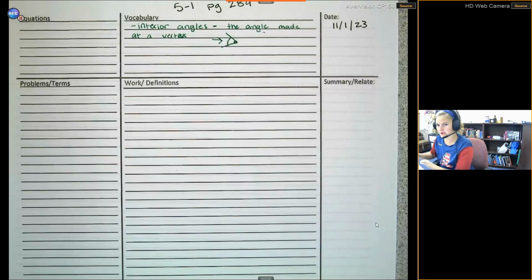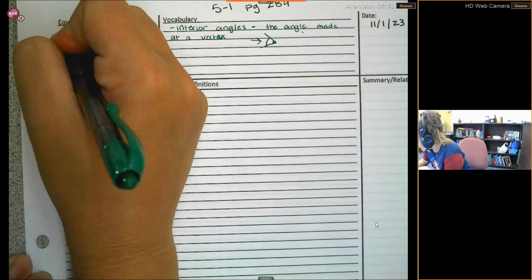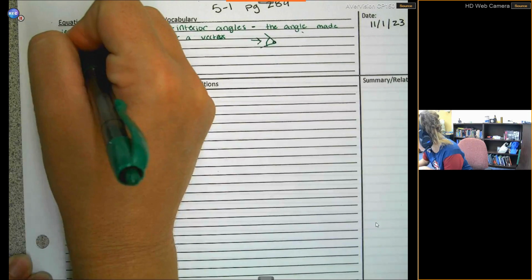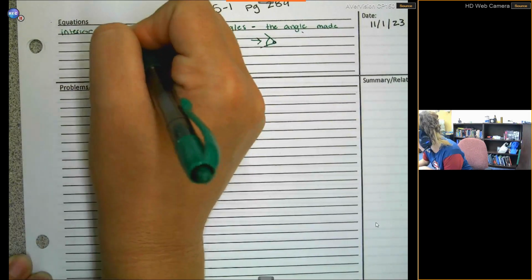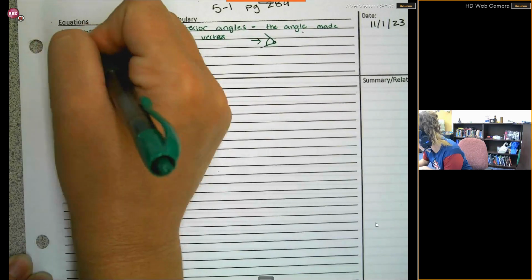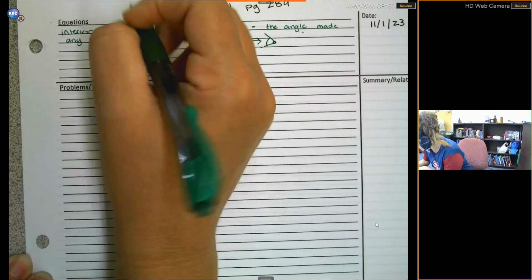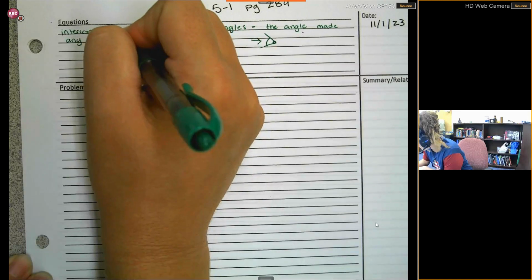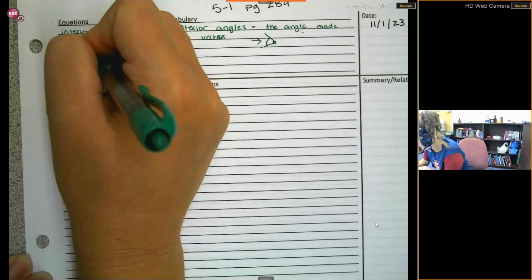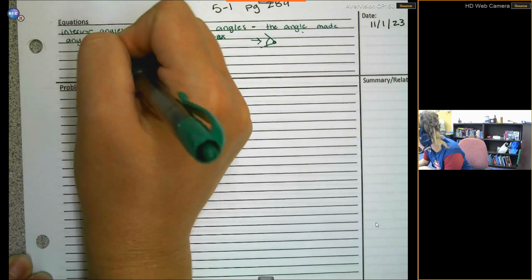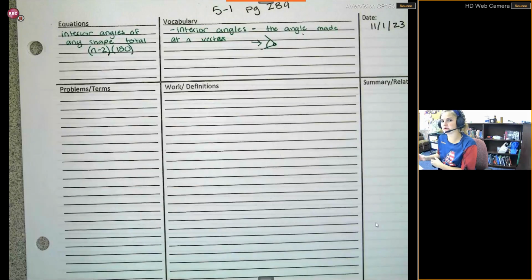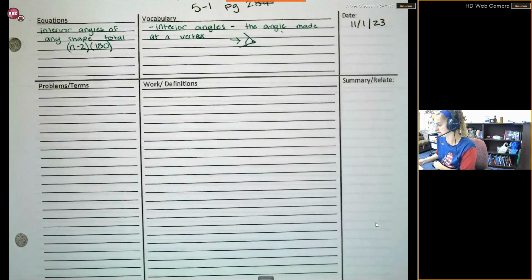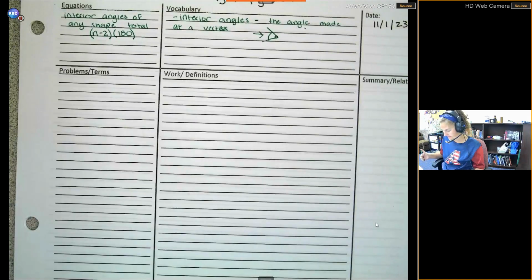So I'm actually just going to put in equations in green that interior angles of any shape total is going to be n minus 2 times 180. So in our case, for a triangle, it's 3 minus 2 times 180, so just 180 total.